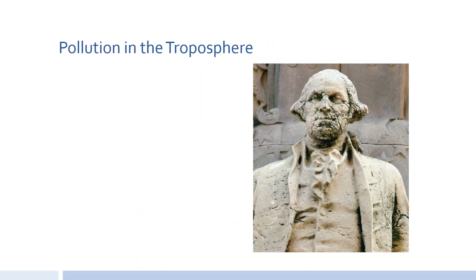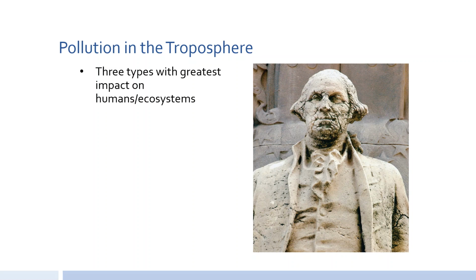Pollution in the troposphere, there are 3 types that have the greatest impact on human health and ecosystems. The first is acid deposition, which is the dispersion of acid-containing gases, aerosols, and rain onto soils, plants, buildings, and bodies of water. You can see here a statue of George Washington that has been affected by acid rain. It forms from sulfur and nitrogen oxides that are emitted by burning fossil fuels.